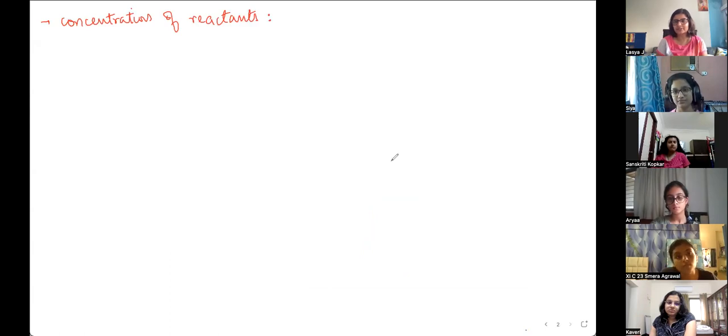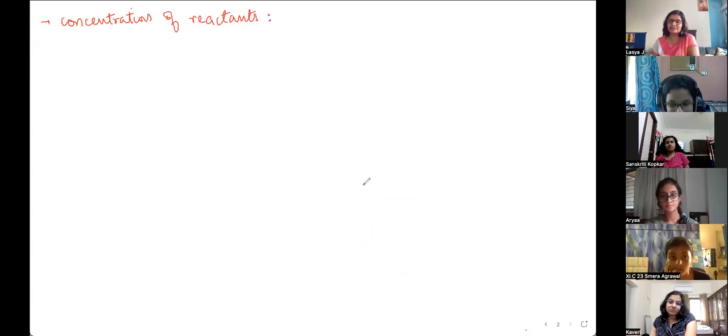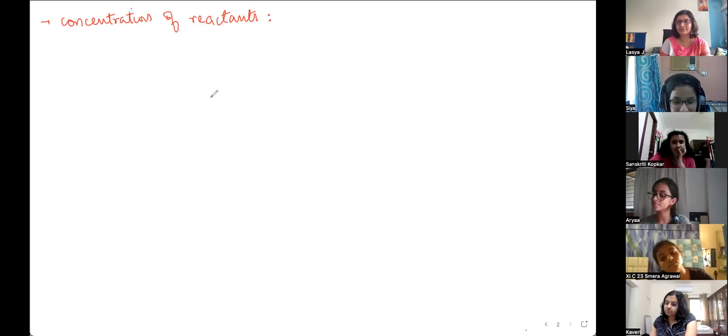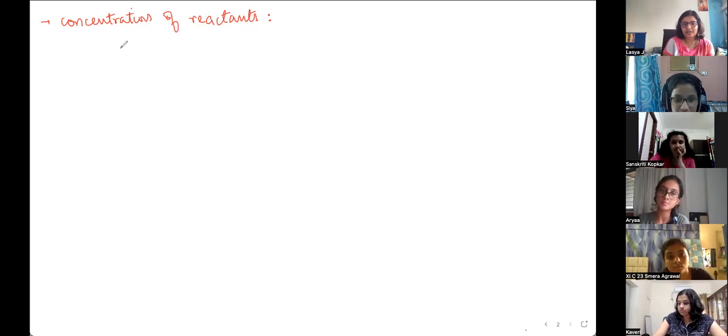The rate of reaction is directly proportional. But again, as Smira said, nature of reactants and nature of products does matter. So for different reactions, you're going to have a different factor by which the concentration is going to affect. And you do have reactions where the concentration of reactants does not matter at all. Those also exist. These are the cases we'll be looking at in all of these sections.